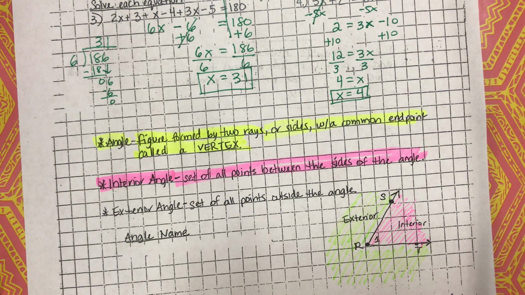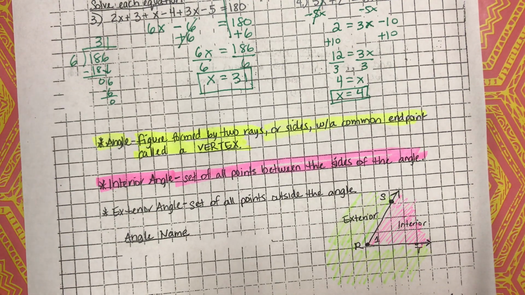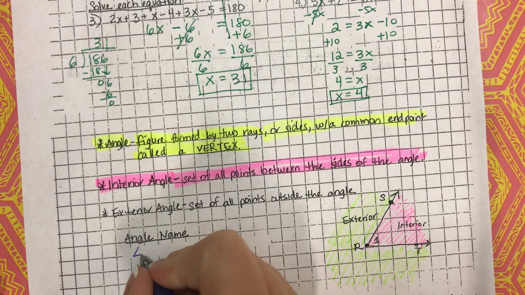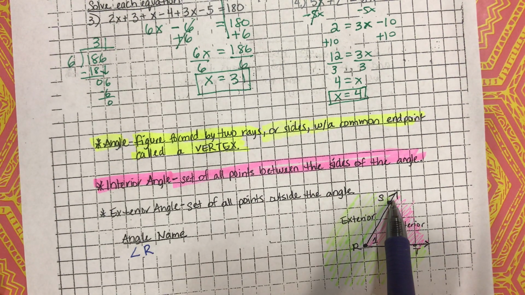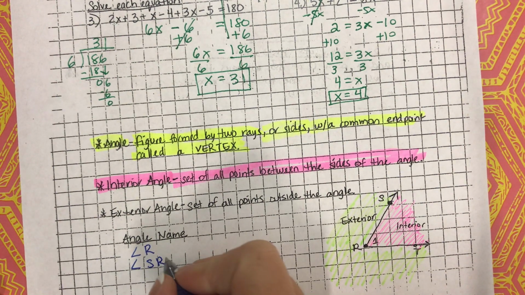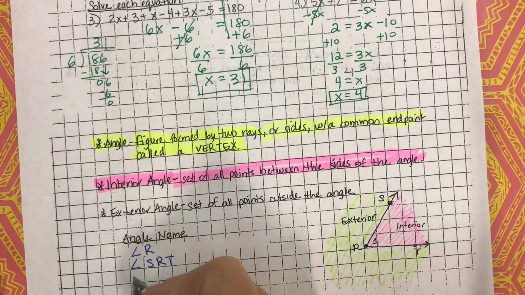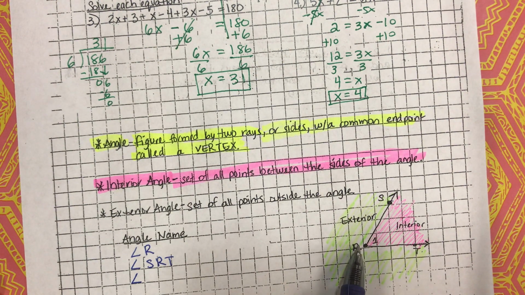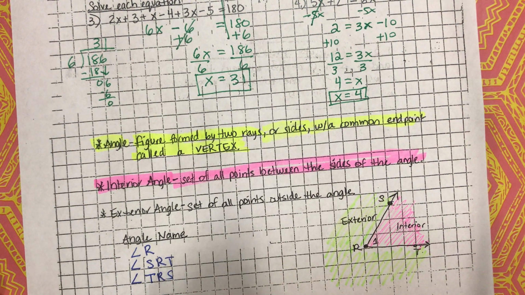Here we have an angle. Let's go ahead and write down all of the angle names for this particular angle. So whenever you're doing an angle, you can just call this angle R, like that. Or you can use these other points and call it angle SRT. But notice that the vertex is always in the middle. Or you could do it the other way and call it TRS. But notice the vertex is always in the middle.